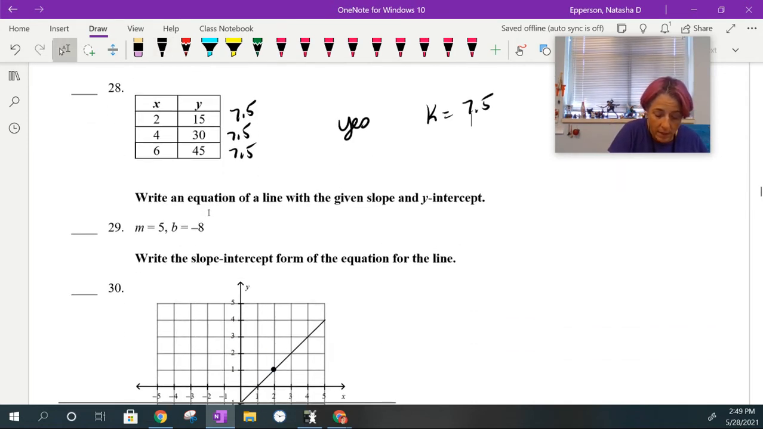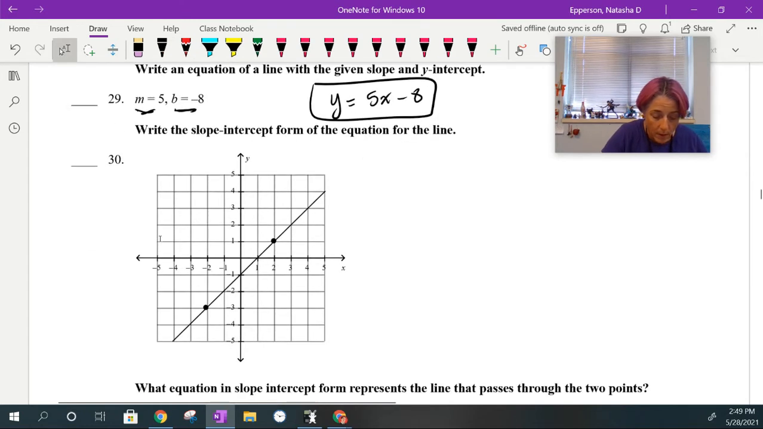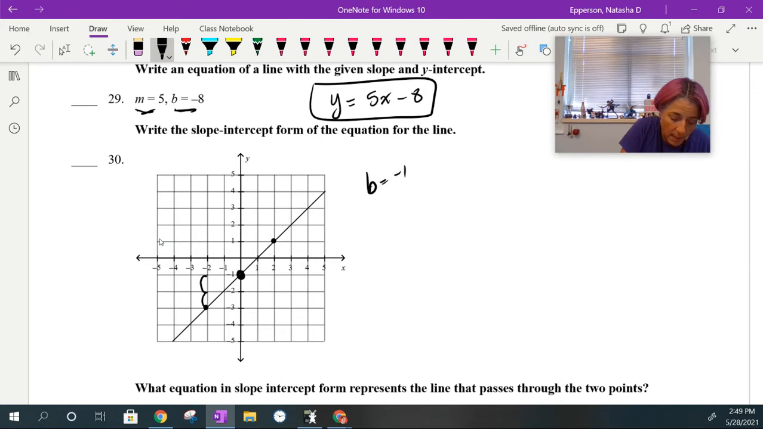Write the equation of a line with given slope and y-intercept. Here's your slope, here's your y-intercept. So that's y is equal to 5x minus 8. That's it. Number 30, write the equation of the line in slope-intercept form. I need to have my b value, which in this case is -1. My slope, I have a rise of 1, 2, and a run of 1, 2. Slope is equal to 2 over 2, which gives me 1. So our equation of this line is going to be y equals x minus 1.